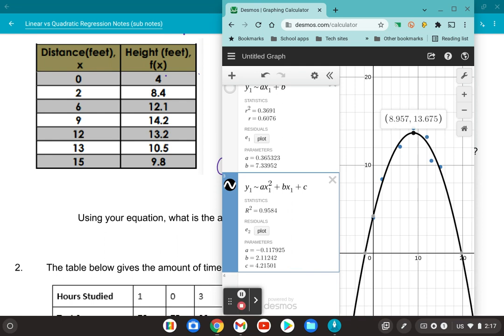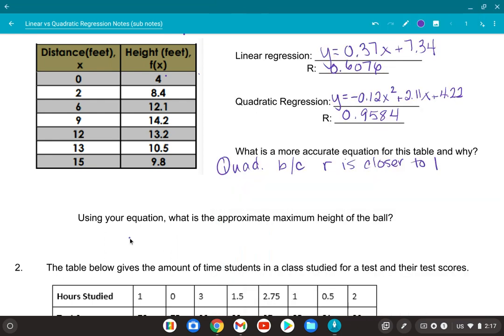If we look back at our table, the height would be 13.675. So it would be 13.675 feet.